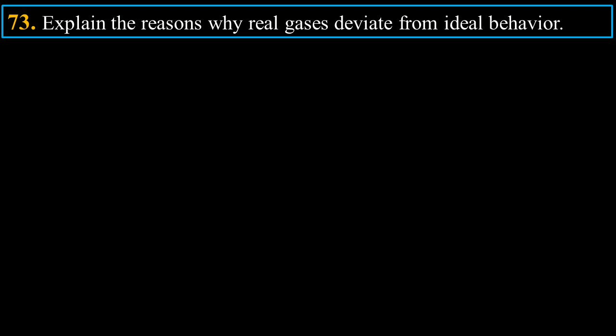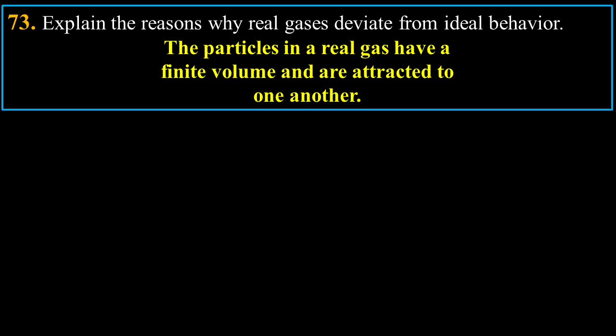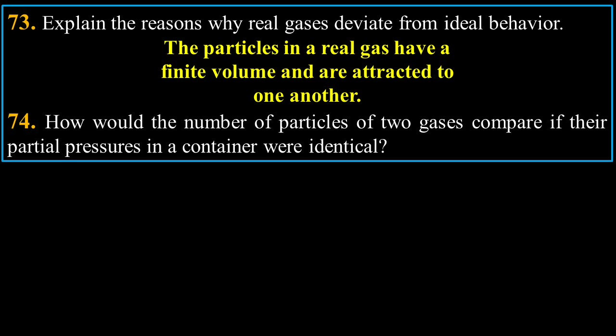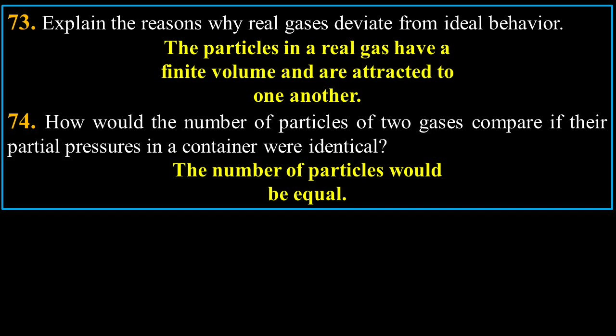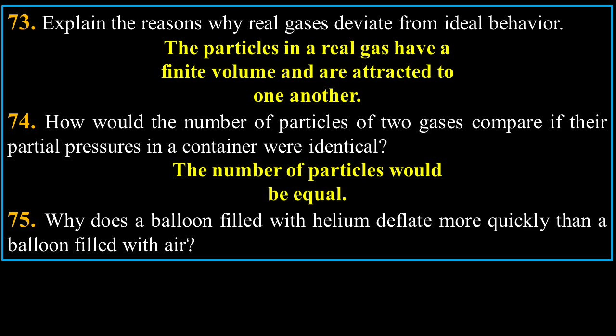Okay. 73. Explain the reasons why real gases deviate from ideal behavior. The particles in a real gas have a finite volume and are attracted to one another. They're attracted to one another because of the intermolecular forces. How would the number of particles in two gases compare if their partial pressures in a container were identical? The number of particles would be equal, because the particular gas you have doesn't know what gas it is. So that's really big. It's identityless.